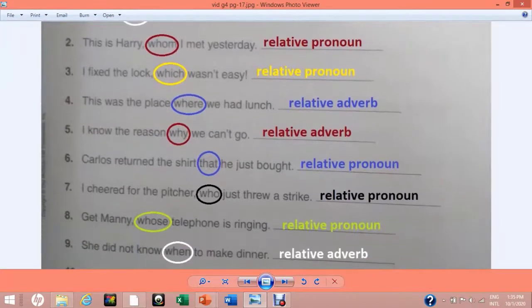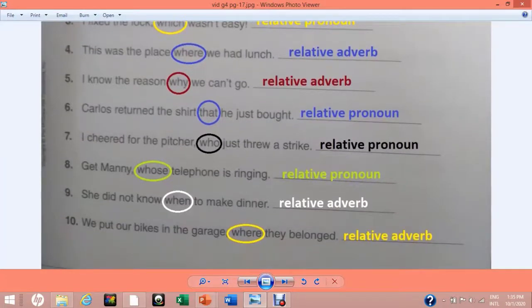Number 4, this was a place where we had lunch. Where is a relative adverb. Number 5, I know the reason why we can't go. Why is a relative adverb. Number 6, Carlos returned the shirt that he just bought. That is a relative pronoun. Number 7, I cheered for the pitcher who just threw a strike. Who is a relative pronoun. Number 8, the man whose telephone is ringing. Whose is a relative pronoun.